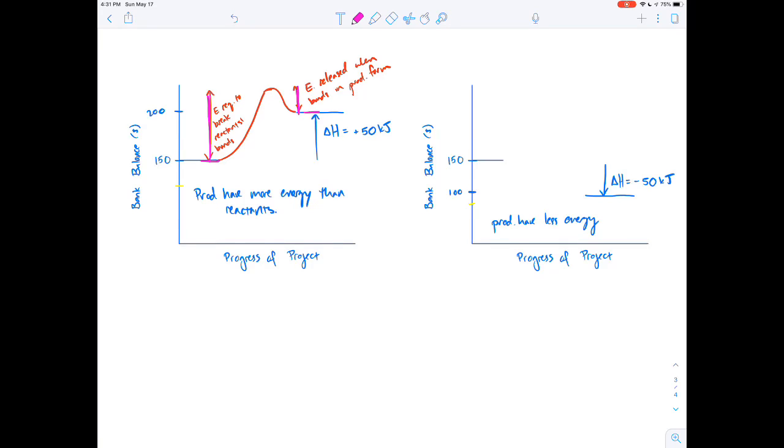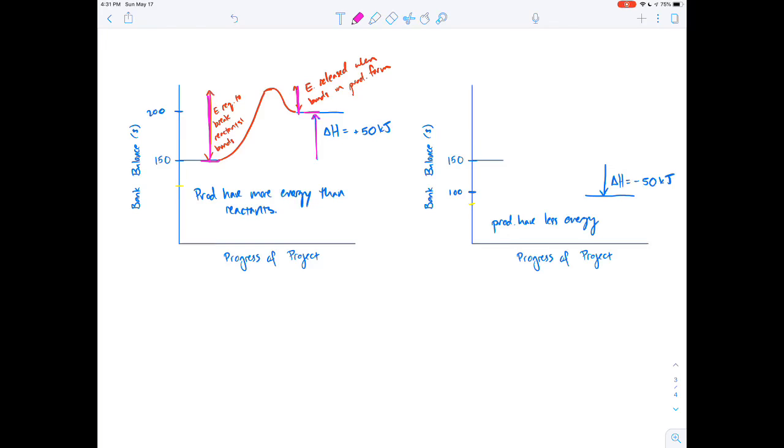And because of that, the system is taking energy in. More is required than is released. So there's an overall gain of energy, which is why you have this delta H being positive. The system is gaining energy. The products have more energy than the reactants. The system absorbed energy from the surroundings, which are colder.